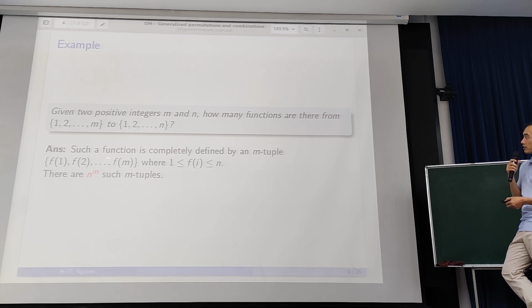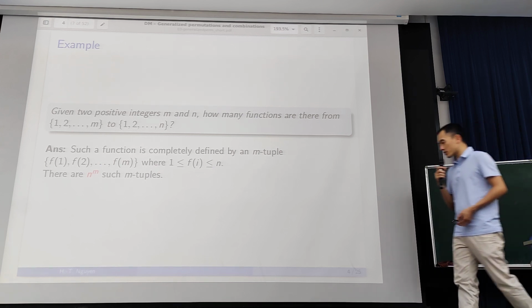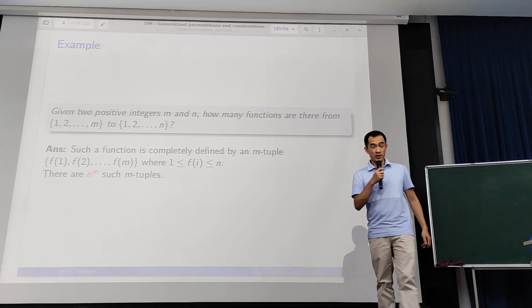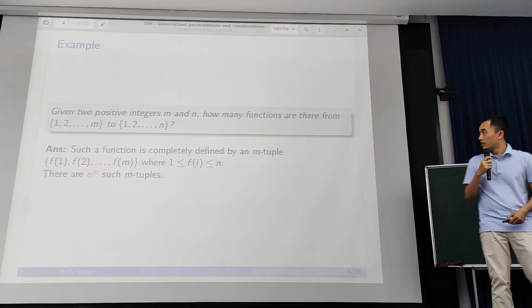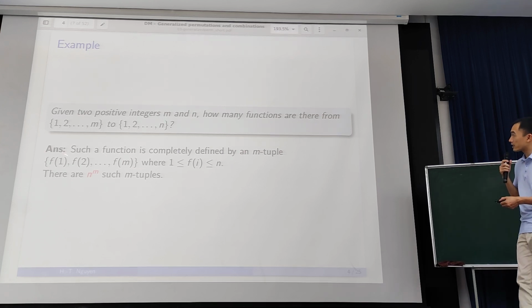each function can be defined as a sequence f1, f2, to fn. You can repeat the procedure: you choose a value for f1, and then you choose a value for f2. Without any restriction, the values can be the same, they can repeat. So you can identify such a function with an n permutation of n elements.